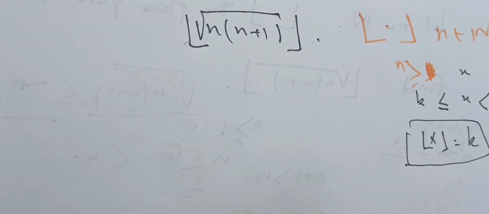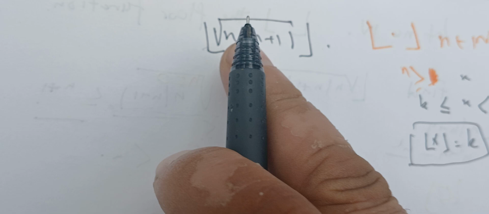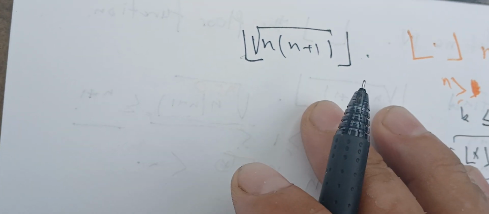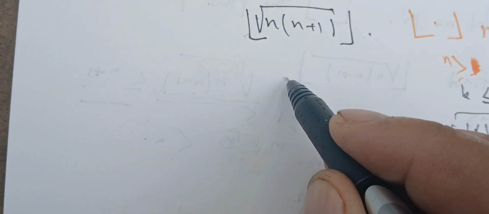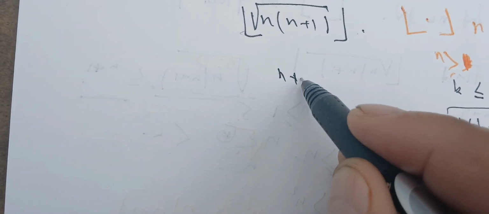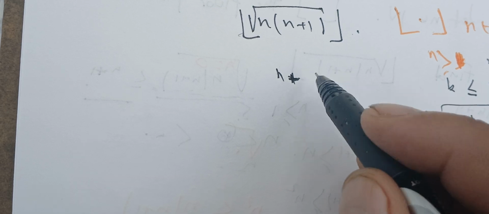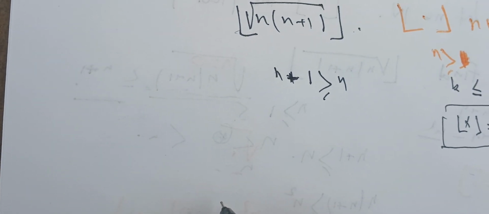One key idea we're going to use is that these two numbers, n and n plus 1, are consecutive numbers. We're going to use that a lot because we are working in the set of positive integers. One quick idea is that n plus 1 is bigger than n all the time, because we have n bigger than 1.